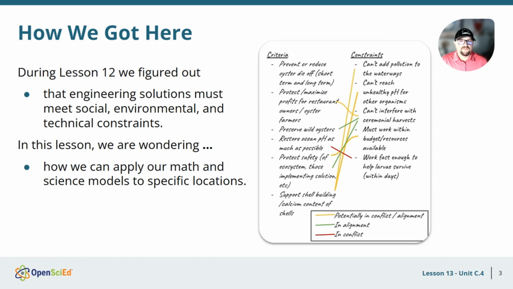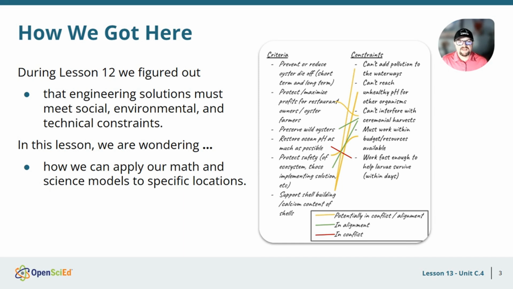In Lesson 12, the class has figured out that any engineering solution needs to meet a complex web of social, environmental, and technical constraints. However, students also realize that designing for a generic ocean doesn't work because different coastal areas face entirely different local conditions.